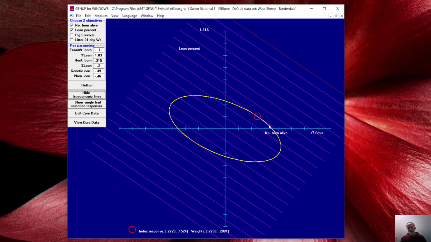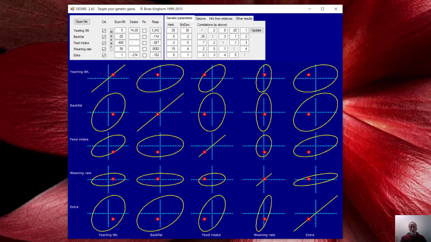And so there we can begin to see a circumstance where changes in relative direction for these 2 traits is actually quite possible without much damage to the predicted economic merit. We can move on from this to look at multiple traits.